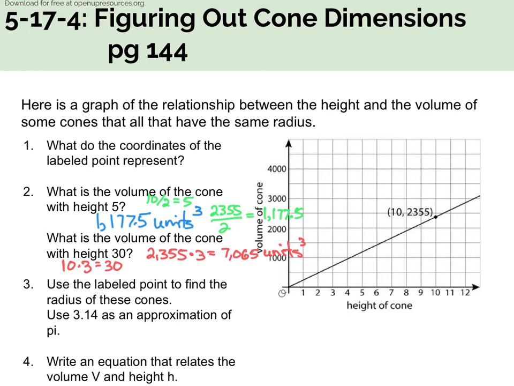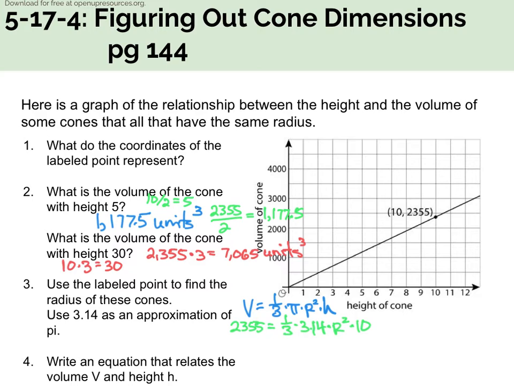On number 3, it says use the labeled point to find the radius of these cones. Use 3.14 as the approximation of pi. It's kind of like what we did in lesson 16. We took the volume equation itself. So our volume equation is volume equals 1/3 times pi times radius squared times height, right? And we're going to use this point over here. So our volume is 2,355, still 1/3 with 3.14 times the radius squared, and then we also have our h.